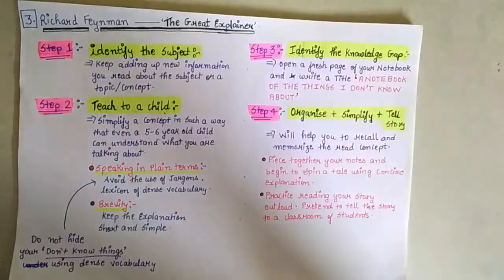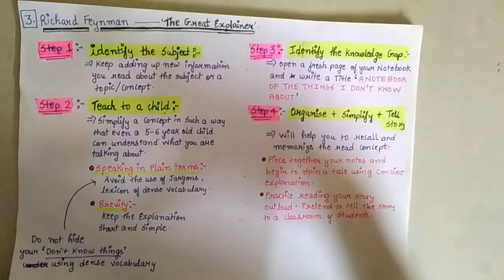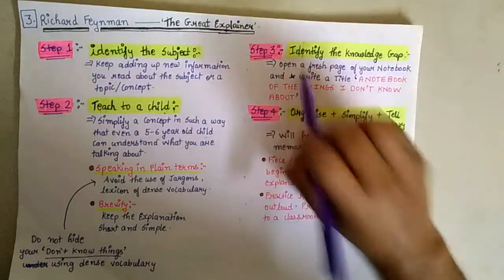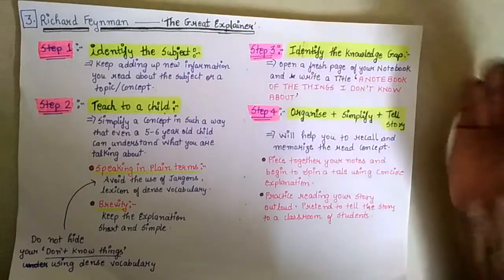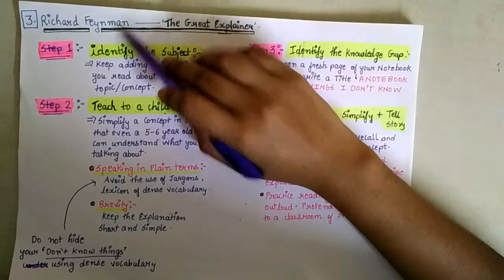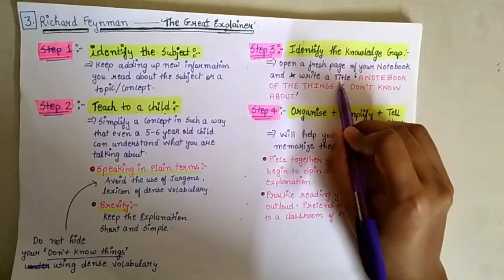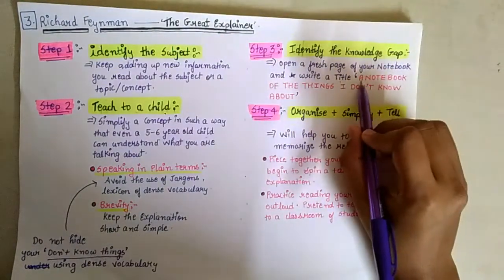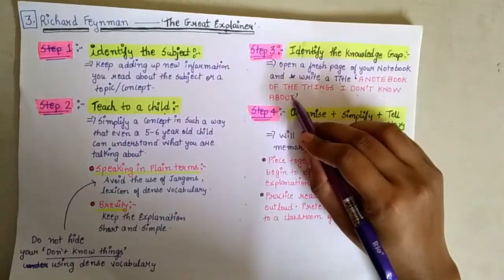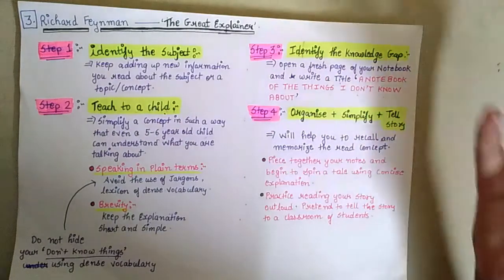Just say it, and I'll tell you what to do with the things you don't know about, because Richard Feynman has given us the solution for that too. And the solution is the third step, which is to identify the knowledge gap. What Richard Feynman used to do in the start when he was at the university is that he used to make a notebook, a very fresh notebook, and write a title on the fresh page: a notebook of the things I don't know about. In fact, Richard Feynman used to make this notebook of the things he didn't know about.